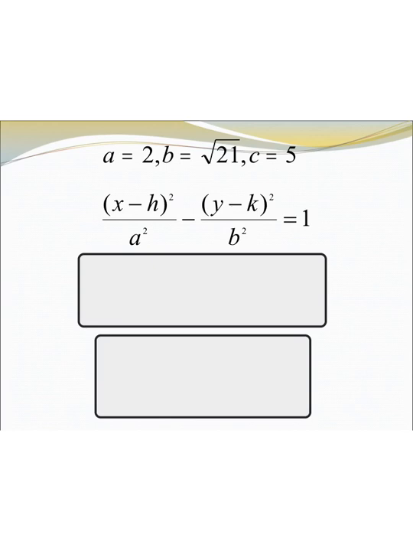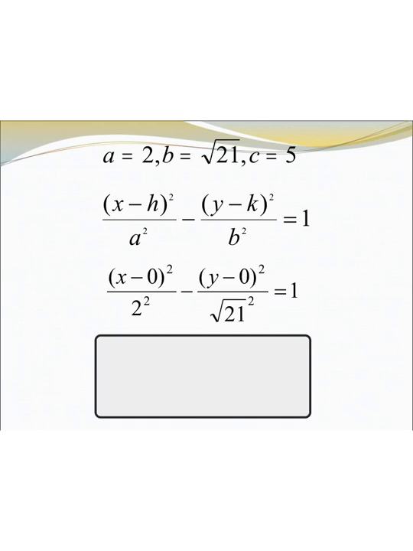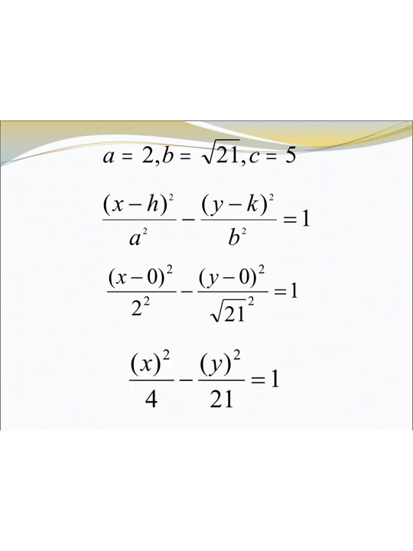Again, it's very important to note that my x value is what was changing, and that helped me identify my a value. So I know that my x value is what's going to be the positive portion of my hyperbola. So now all I need to do is plug in a and b into my equation. And then if I simplify my a and my b values, I end up getting the final equation of x squared over 4 minus y squared over 21 is equal to 1.